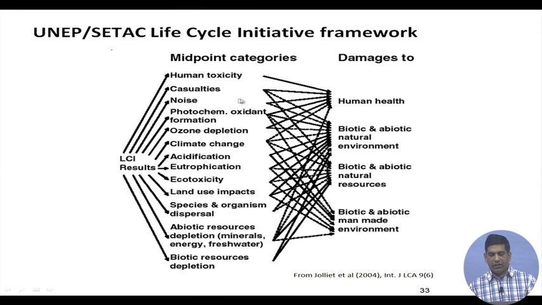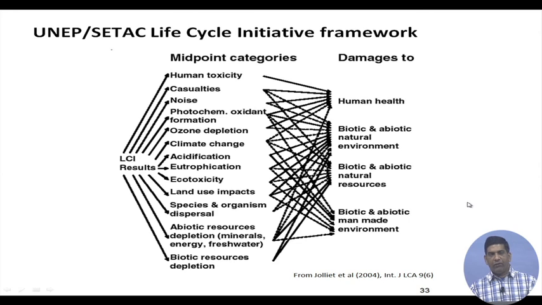But from these midpoint categories, when we go to the endpoint, to the damage category, for example, if you look at casualties, because it has human health issues, it's a biotic natural environment, also biotic natural resources. So in terms of the damage categories, one midpoint category could be in multiple damage categories. Because they have multiple kinds of effect, it's very difficult to pinpoint which causes what. So as you can see, in this particular area it's totally mixed up, where one particular midpoint category can end up in several damage categories.